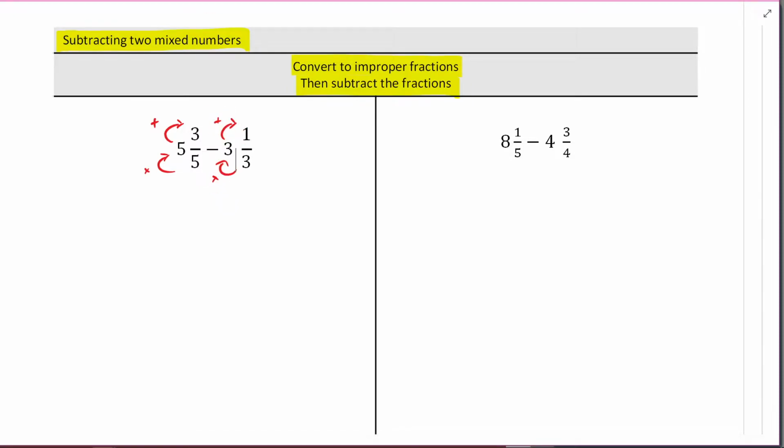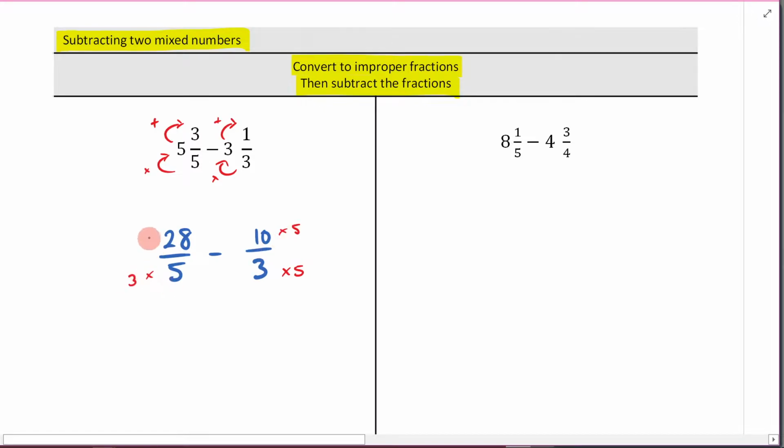So that means what I'm going to end up with here is 5 times 5 is 25, plus 3 is 28, 28 on 5, minus 3 3s are 9, plus 1 is 10, 10 on 3. Now, once I'm here, I need to get my denominators the same. So I've got 5, I've got 3. Well, my lowest common denominator is going to be 15, which means I need to times this side by 5, and I need to times this side by 3.